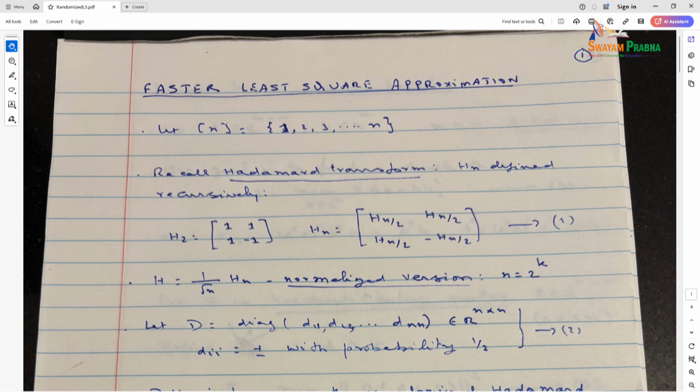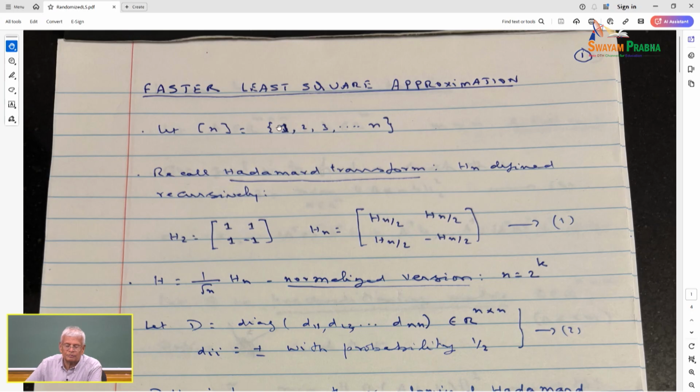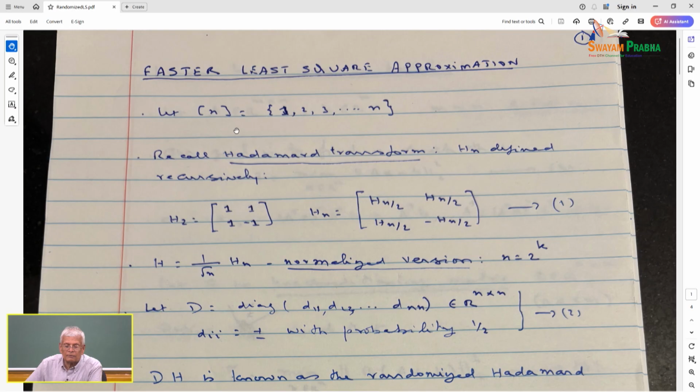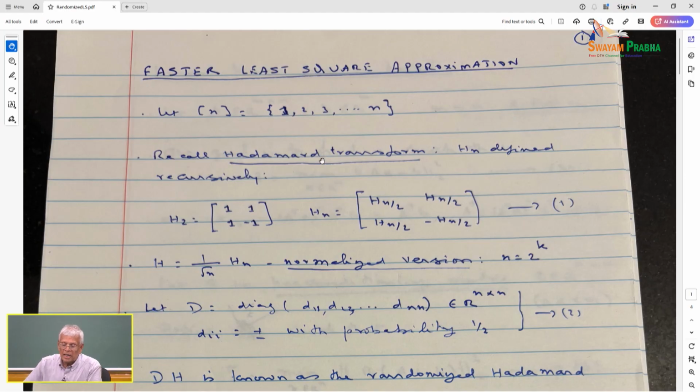Let n be an integer. If I embed n within square brackets, as we have done, it represents a set. So, it is a shortened form of the set of natural numbers from 1 through n. We just finished the Hadamard matrix, that is the reason why we did the Hadamard matrix, which is also called the Hadamard transform. Hn is defined recursively. You already know H2 is [1 1; 1 -1], and Hn is [Hn/2 Hn/2; Hn/2 -Hn/2].